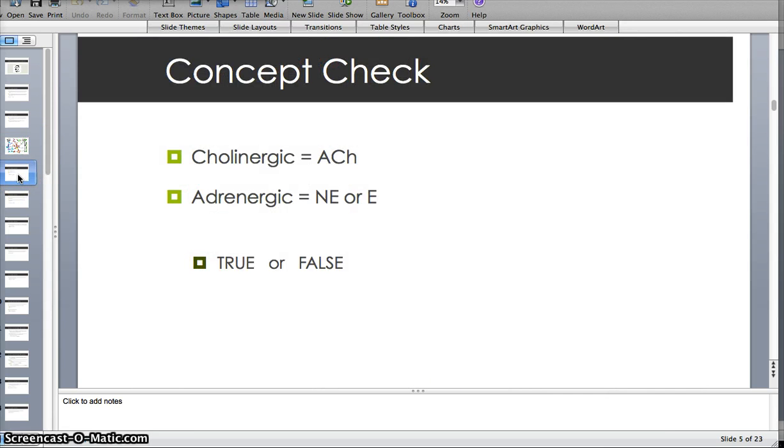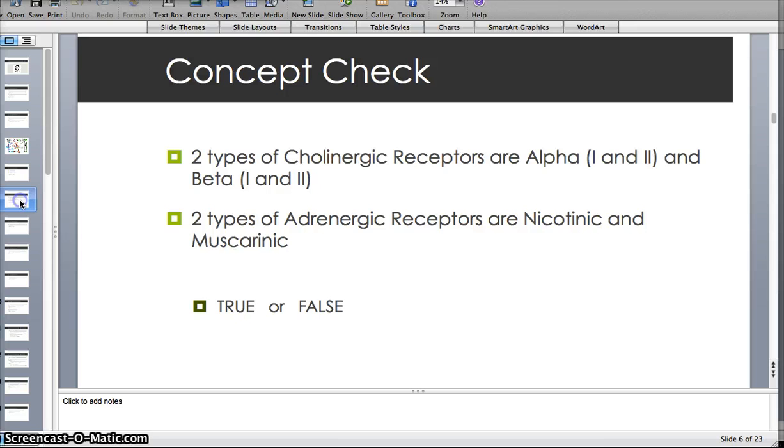Cholinergic corresponds with acetylcholine, and adrenergic corresponds with norepinephrine or epinephrine. All right, that's going to be 100% true. Anytime you see ACh, whether it's released from a fiber that's a cholinergic fiber, or if it binds with ACh, it's going to be a cholinergic receptor. Same can be said with norepinephrine or epinephrine. All right, so that is true.